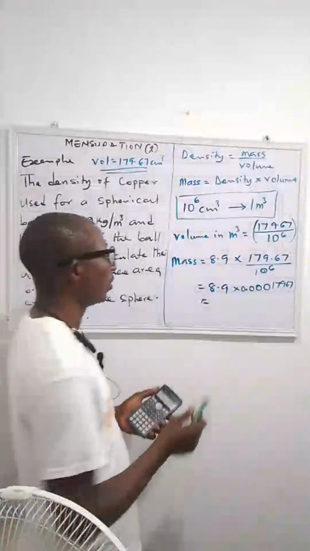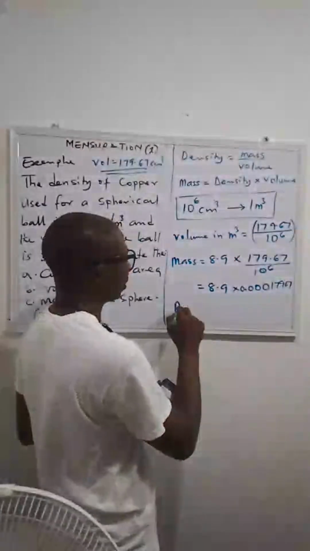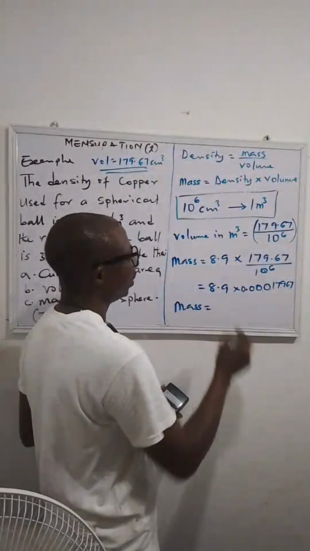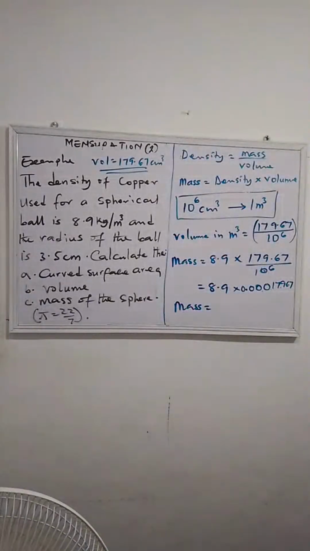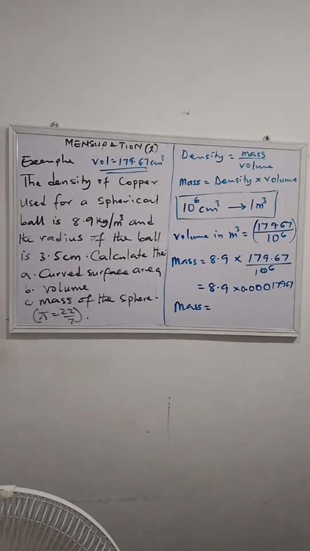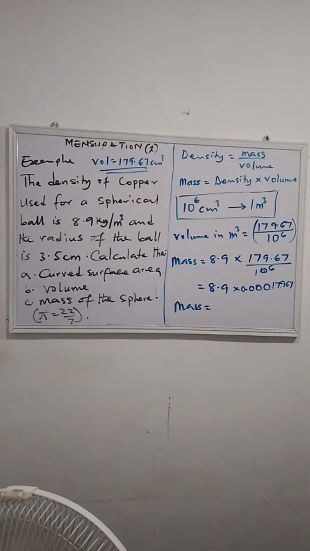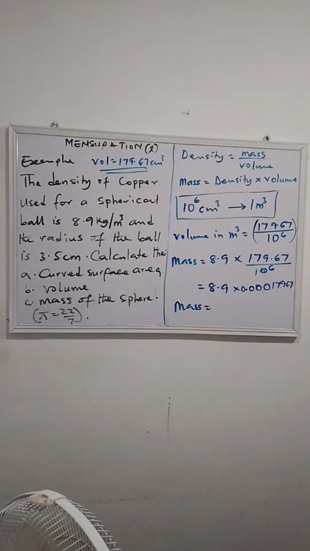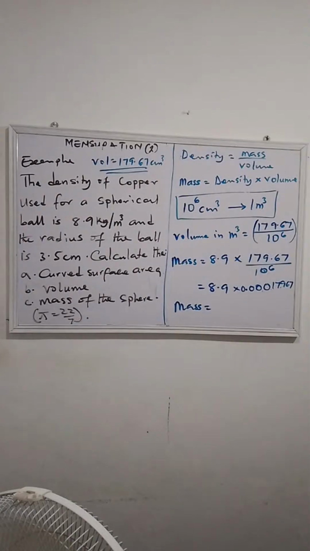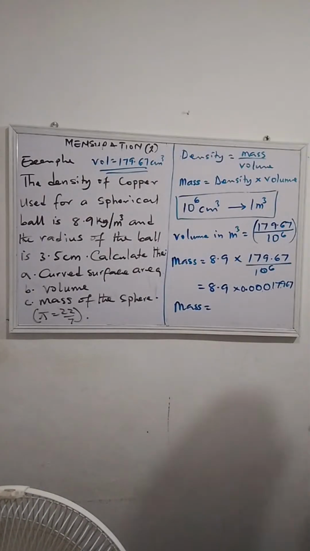Okay, so I've gotten my own answer. So mass, is there anybody with the answer? The mass. So what do you have when you multiply? Okay, thank you, Divine. Do you have the answer? Make sure you are computing something. You are doing something, make sure you are participating.